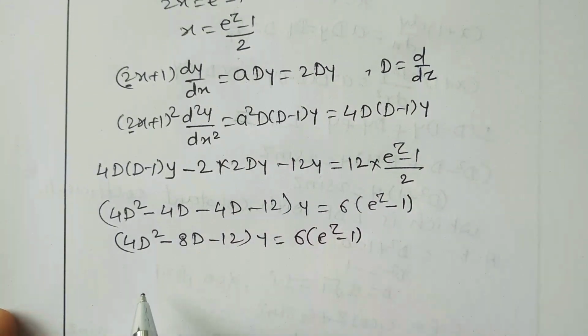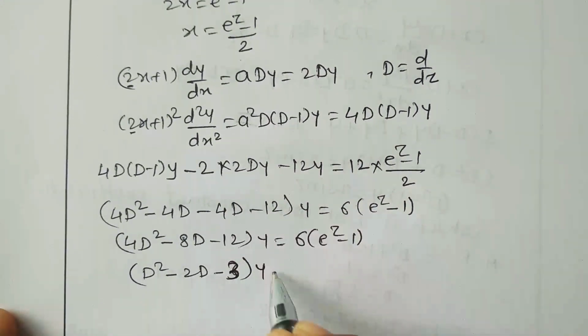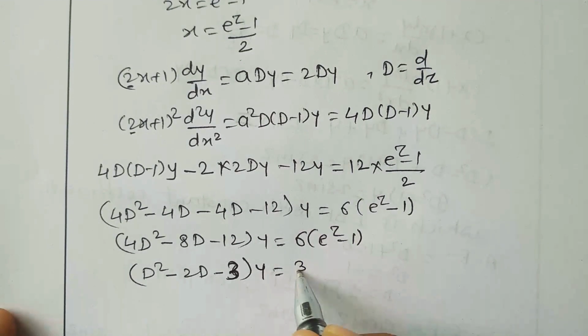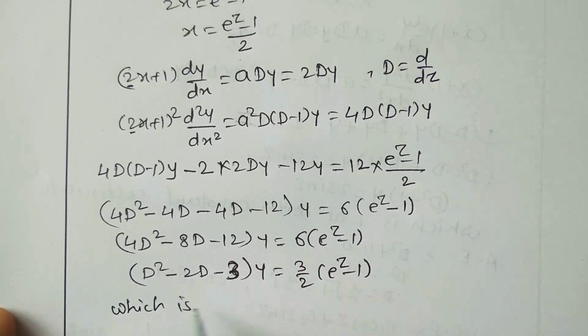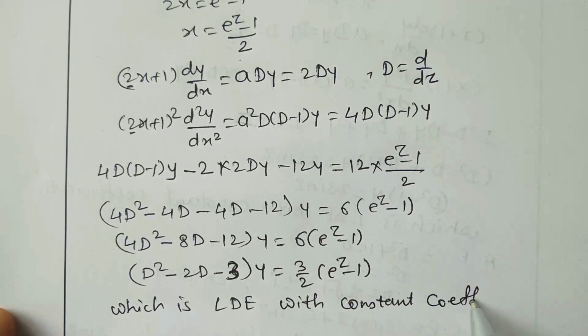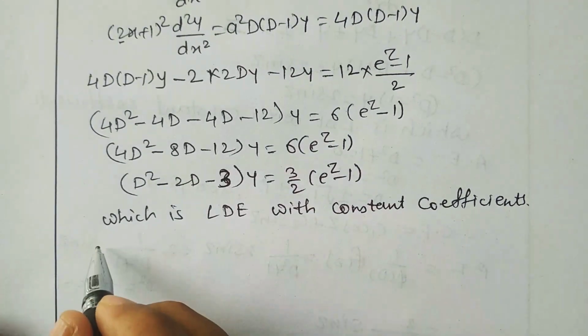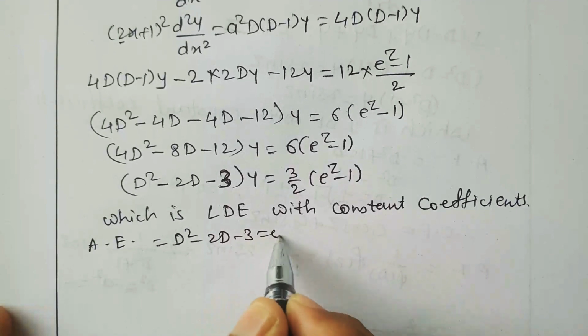Divide throughout by 4, so you will get (D² − 2D − 3)y = 6/4, that is 3/2 (e^z − 1), which is a linear differential equation with constant coefficients. So to solve this, we require to find CF and PI. So for CF, the auxiliary equation is D² − 2D − 3 = 0.